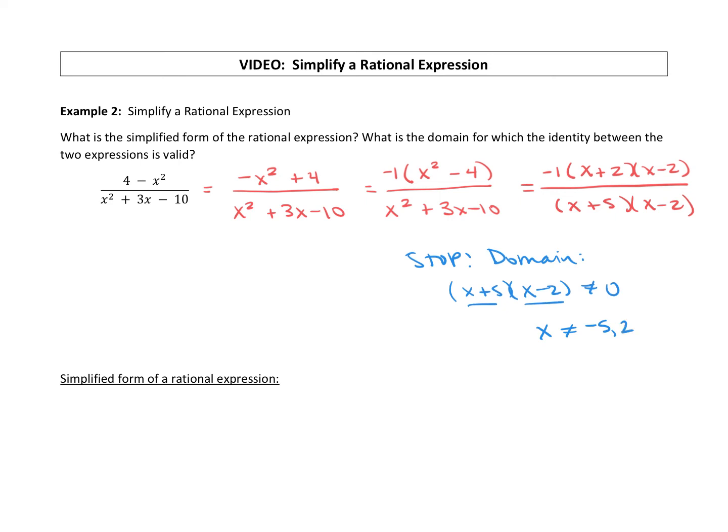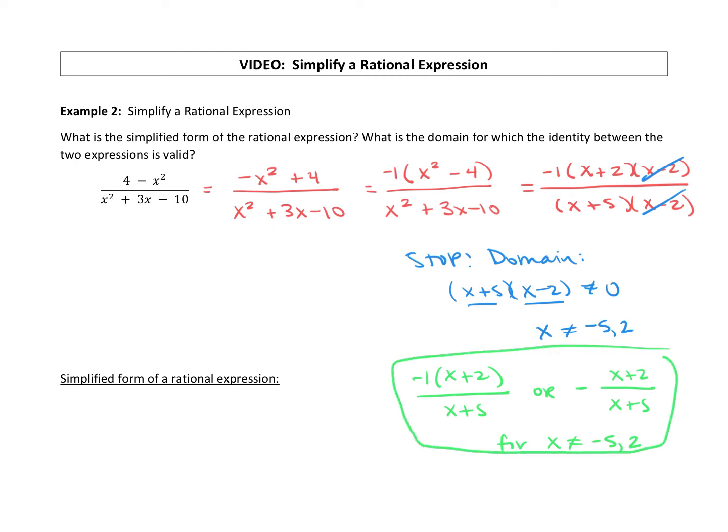All right, now we can go back to our expression and see if anything simplifies away. We have an x minus 2 over an x minus 2, and that looks like the only thing that we have. So our simplified expression is negative 1 times x plus 2 over x plus 5, or that negative 1 on top we could put out in front, so we can have a negative x plus 2 over x plus 5 for all x's that are not equal to negative 5 and positive 2. So our simplified answer does include the domain as part of what we're saying.